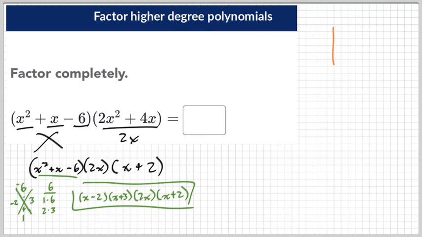Okay, so for the tabular method, you got to draw a table like so, like this. Okay, and what you're trying to do is find the binomial that goes up here and right here. So first thing we're going to do is plug in the x squared right here, and we're going to plug in a negative 6 right here. That's the first term and the last term of the trinomial. And then right here, we have positive 1x. Okay, that's the middle guy right here.